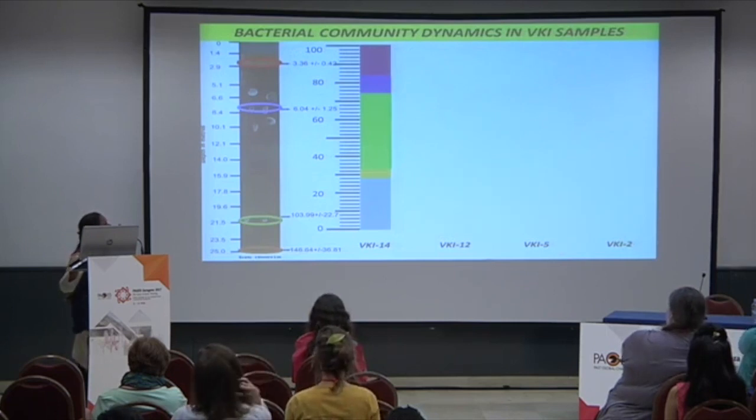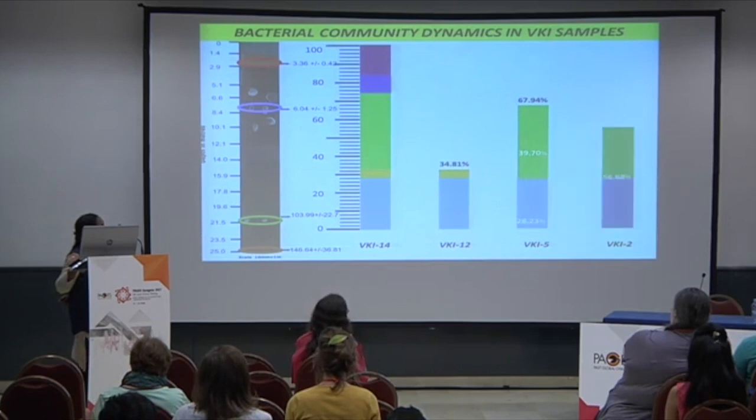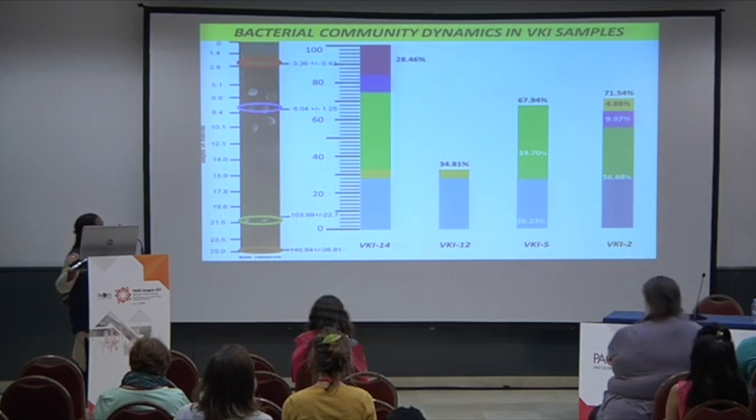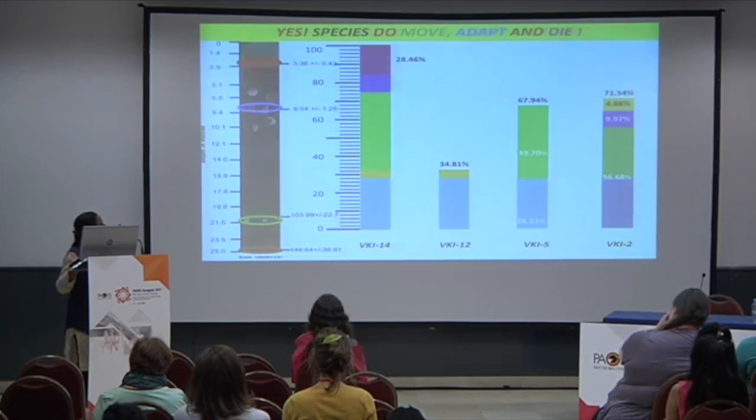Moving to bacterial community dynamics in VKI samples, 35% of the bacterial communities were able to move from VKI-14 to VKI-12, 40% were able to move from VKI-14 to VKI-5, 57% were able to move from VKI-5 to VKI-2, 10% from VKI-14 to VKI-2, and 5% from VKI-12 to VKI-2. 28% were unable to adapt to the changing ecological conditions, whereas 25% of the population were able to adapt and move from VKI-14 to the top samples. So with this study, yes, species do move, adapt, and die.